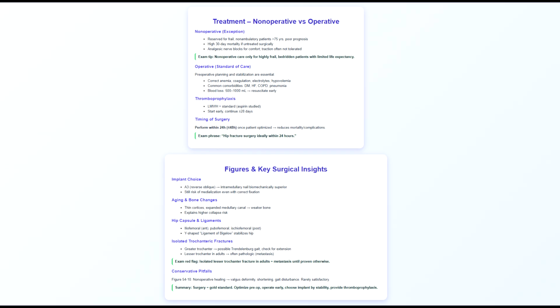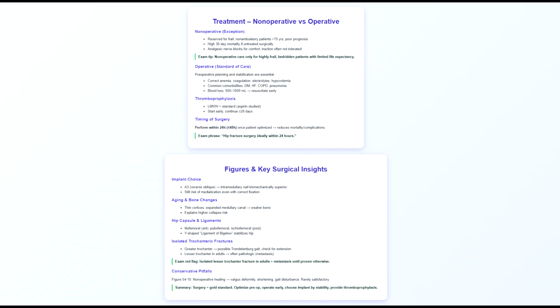Analgesic nerve blocks may be used to provide comfort since immobilization or traction is often difficult to maintain in such fragile patients. For exams, remember this key point. Non-operative treatment is the exception, reserved only for highly frail, non-ambulatory patients with poor life expectancy.